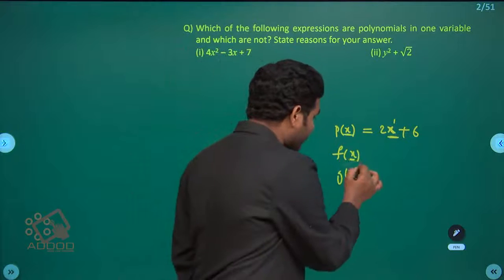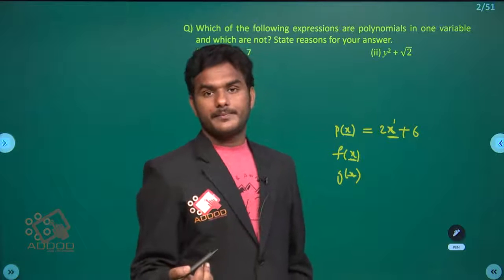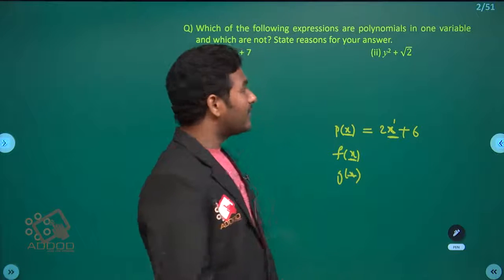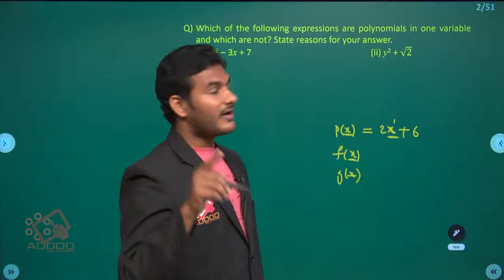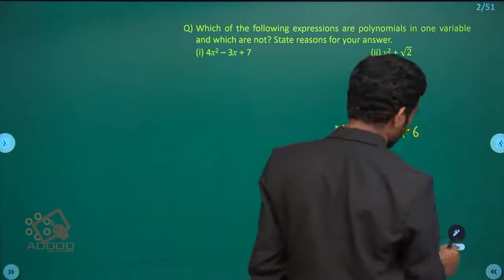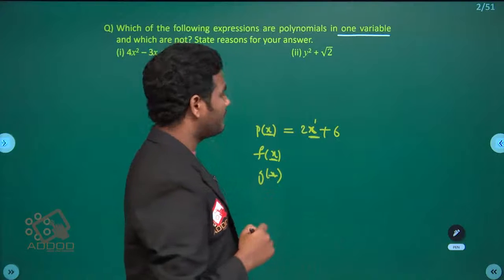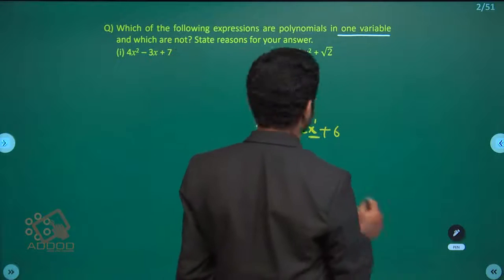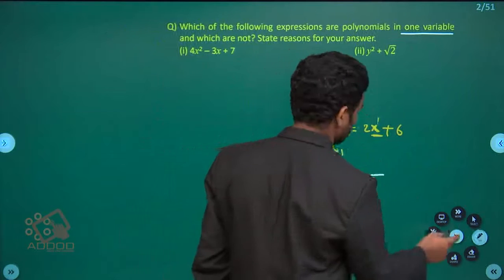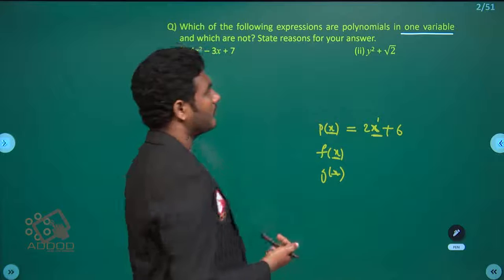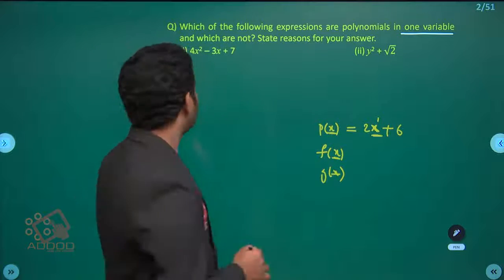Here we are representing the variable, right? A polynomial may contain only one single variable or double variable or triple variable. Here generally we are taking the polynomials which have only one variable, and which are not. We have to state the reasons also. Now look here.